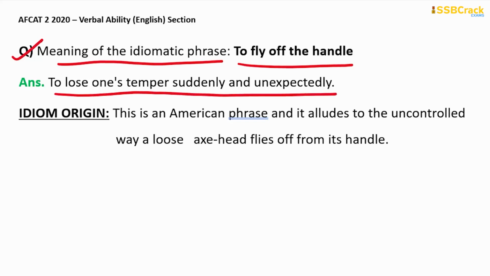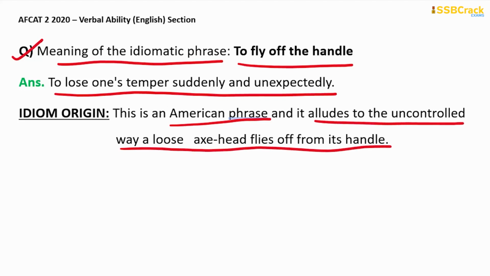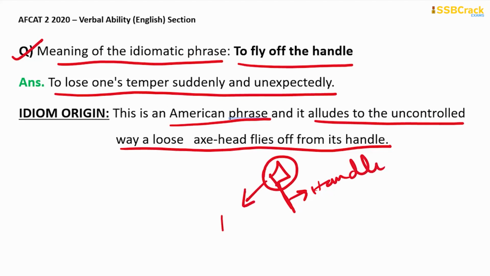And let me tell you the idiom origin for this phrase. This is basically an American phrase, and it alludes to the uncontrolled way a loose axe head flies off from its handle. So when an axe is there, say for example, if you consider this to be an axe, so if the axe head means this part of the axe flies off, if it gets loose from its handle, so this is the handle basically, and this is the axe head.